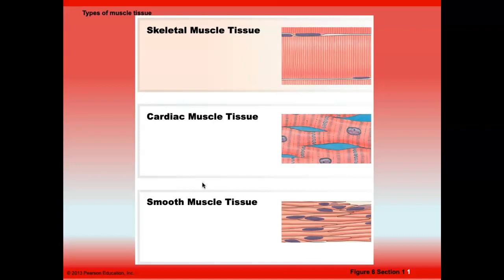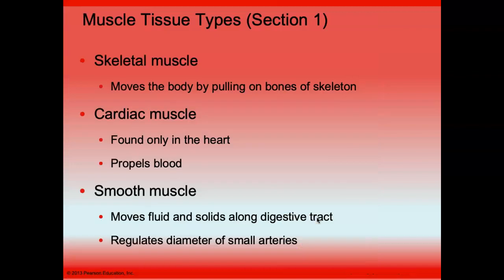Visually, they look different. Skeletal muscle has long cells that are called fibers and is multinucleated. Cardiac muscle tissue is branched, and you can see these odd things here. They are connections from one cardiac muscle cell to the next. It's called an intercalated disc. These are uninucleated. And smooth muscle tissue, which often occurs in sheets, is uninucleated, and the cells are called spindle-shaped.